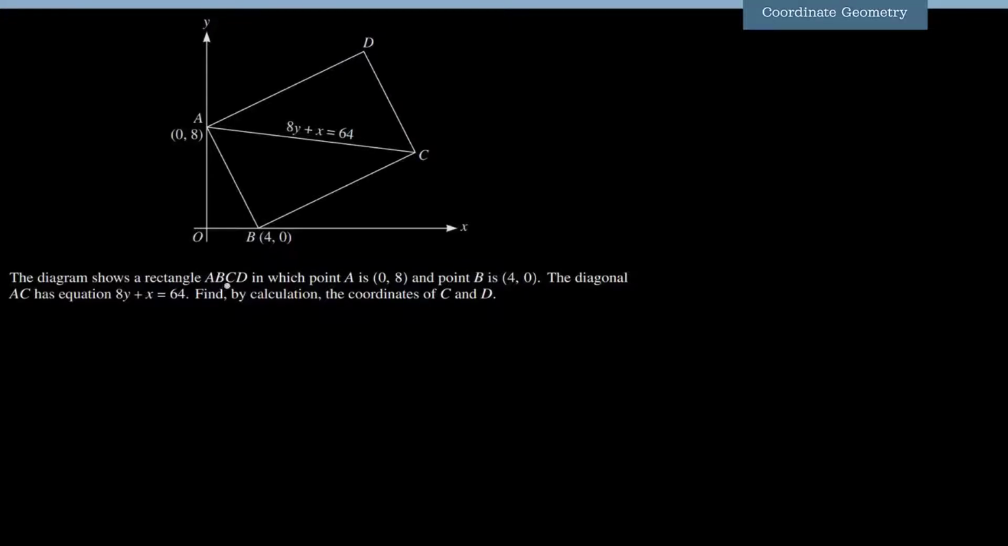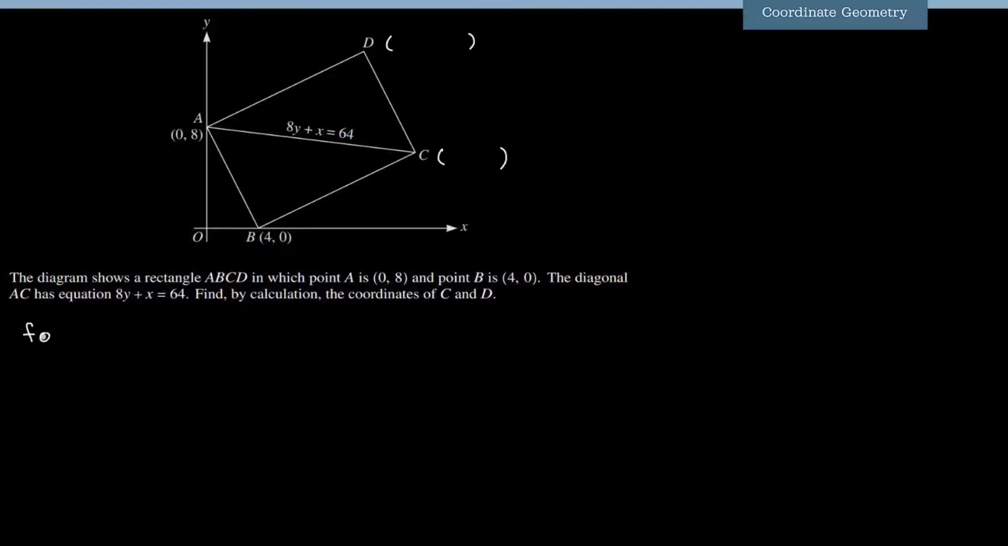Here I have a rectangle ABCD where point A is (0, 8) and point B is (4, 0). The diagonal AC has the equation 8y + x = 64, and I need to find the coordinates of C and D. So this is my rectangle, this is point A, this is point B, and I need to find the coordinates of point C and the coordinates of point D.